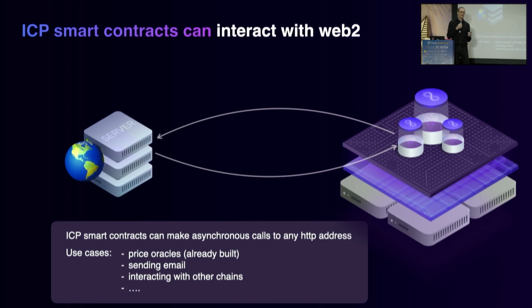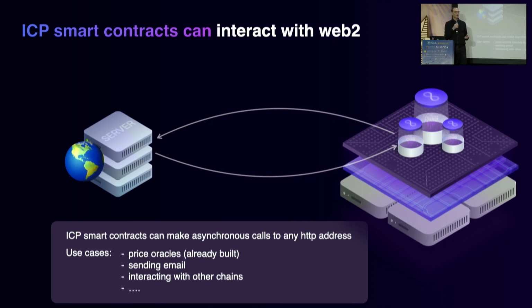Another cool feature is that smart contracts on the Internet Computer can actually communicate with the outside world. They can make HTTP requests to any HTTP endpoint out there in the world. And this is a very cool feature because with this you can implement oracles with ICP smart contracts directly on the Internet Computer. And actually such an oracle already exists. There's a smart contract that offers any other smart contracts the price between any popular pair of tokens and also fiat to tokens.